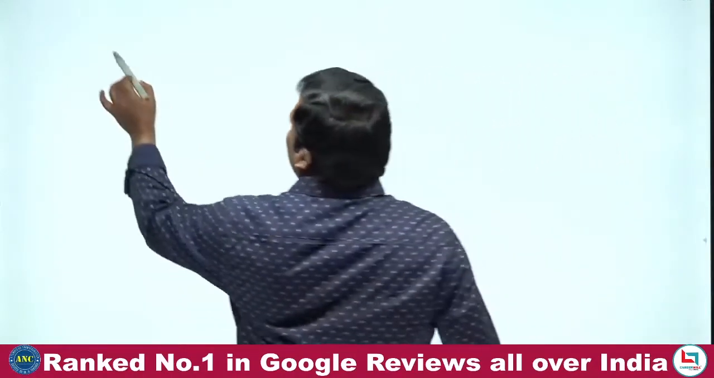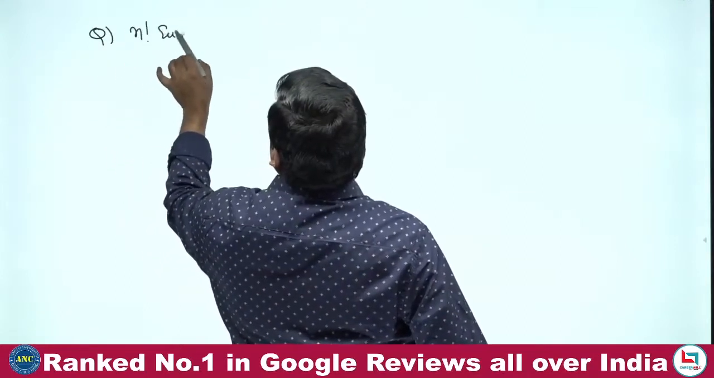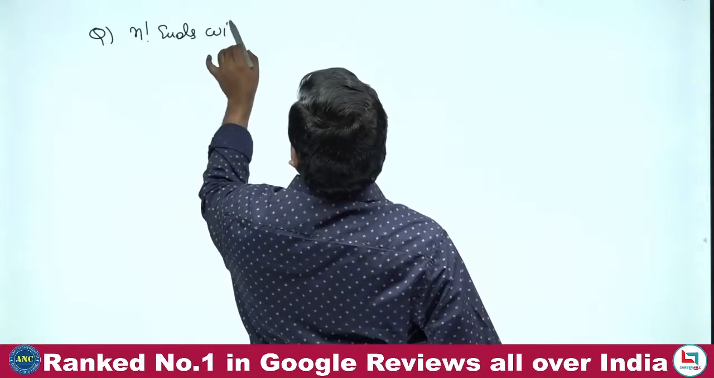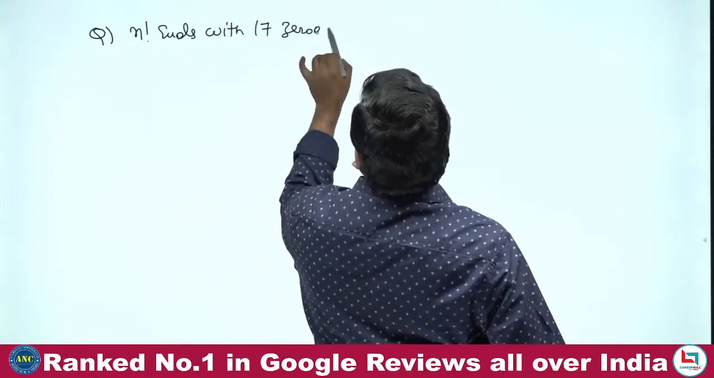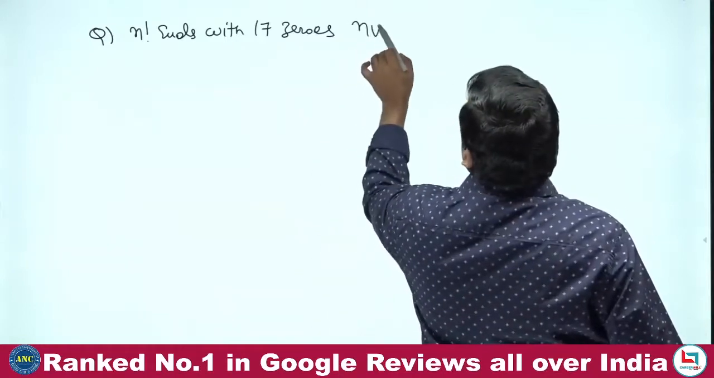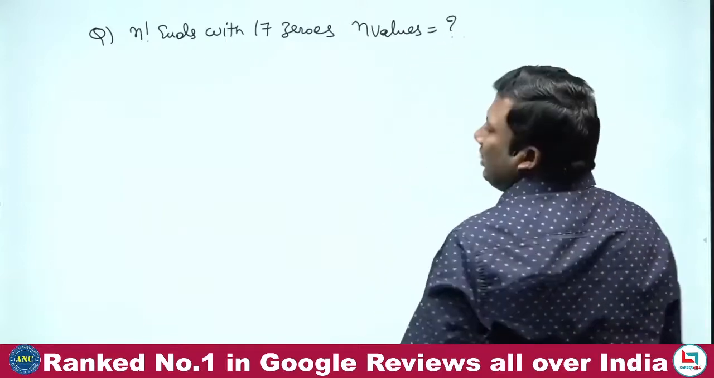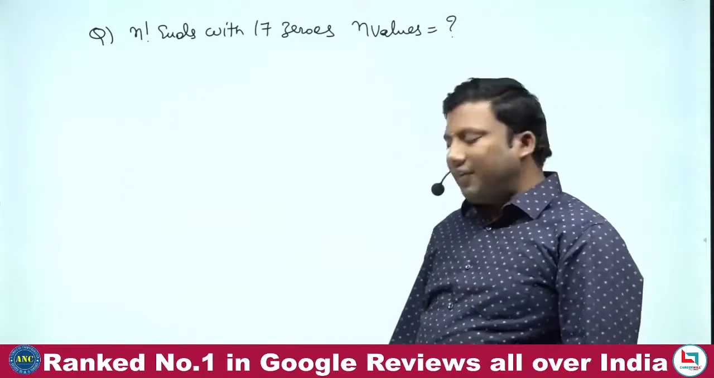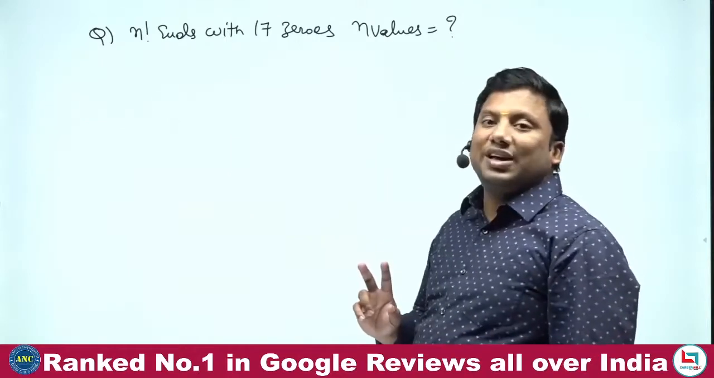Question. N factorial ends with 17 zeros. How many values n can take?